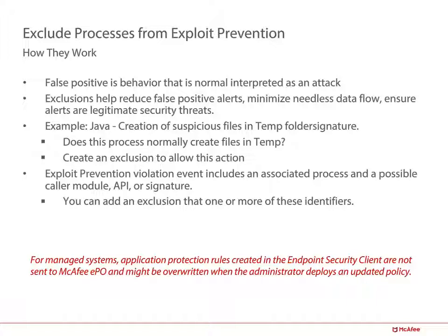Just always remember, when an exploit prevention violation event occurs, the event that includes the associated process and a possible caller module, API, or signature will be detected. If I suspect the violation event is a false positive, I can add that exclusion by utilizing one or more of those identifiers. For your managed systems, the exploit prevention exclusions that you create in the client are not sent to the EPO server, and they might actually be overwritten when the administrator updates the policy. So if you want to make sure that you have that exclusion, be sure you create those global exclusions in your policy in EPO.